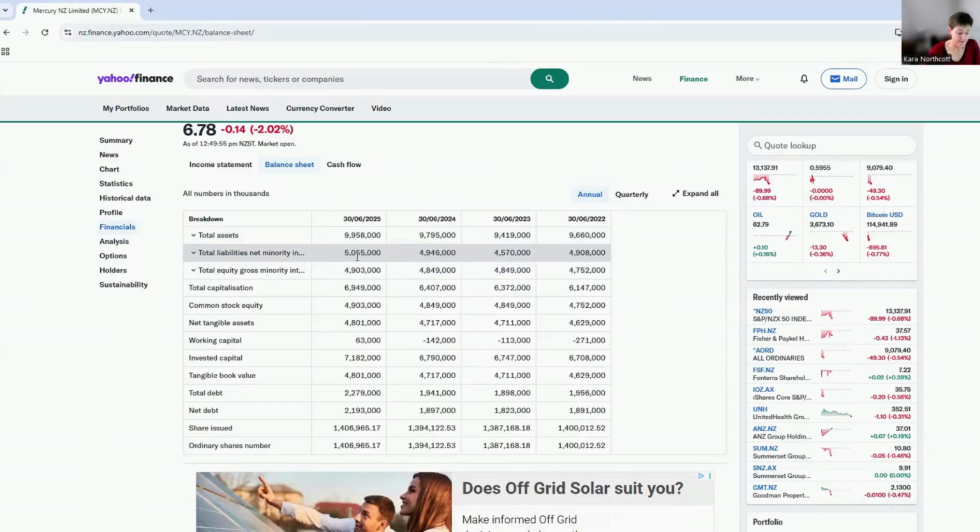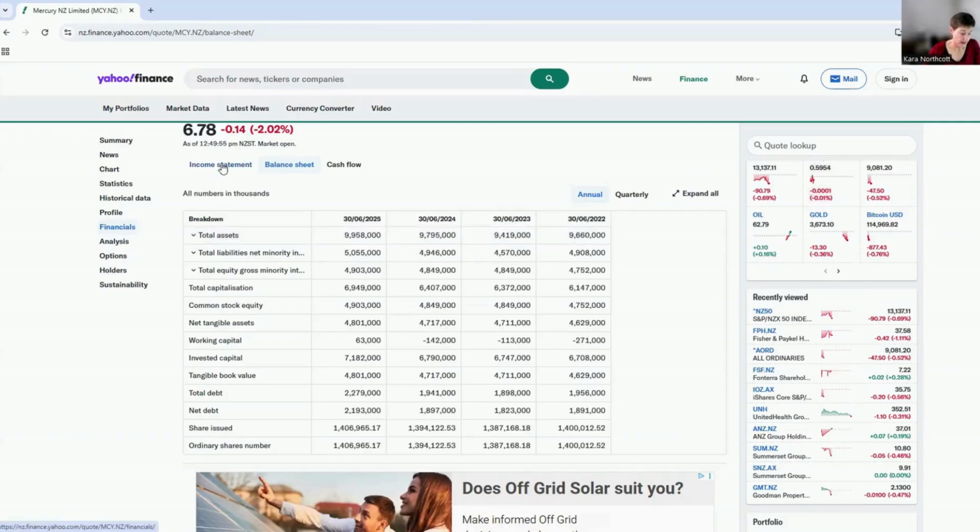We then want to take that figure and divide it by the total assets, and if you times that by 100, it gives you the equity ratio. A good example is to look for a share that has potentially less than a 75% debt to equity ratio. In Mercury Energy's example, they're over that, at 77.11%. Now, the next one to take a look at is the return on equity.